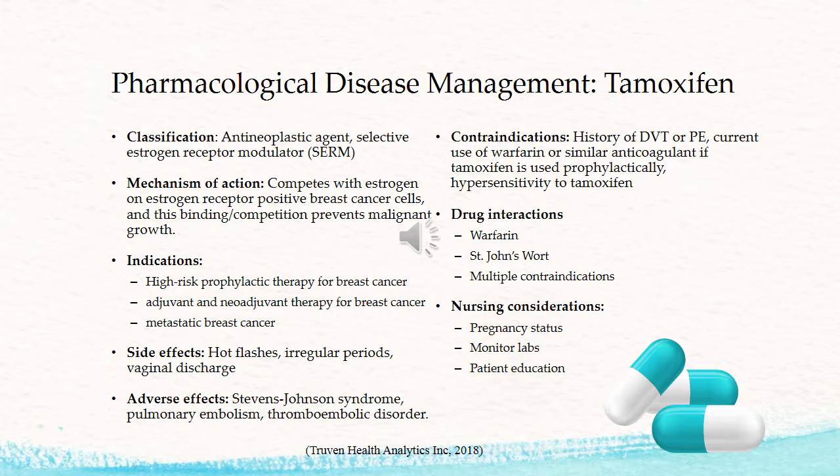It is also used as adjuvant and neoadjuvant therapy for breast cancer, which means that it helps decrease the size of the tumor, and it is used in metastatic breast cancer. Side effects include hot flashes, irregular periods, and also vaginal discharge. Adverse effects include Stevens-Johnson syndrome, pulmonary embolism, and thrombolytic disorders.